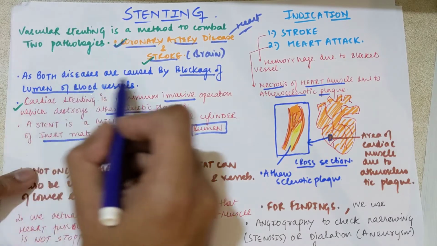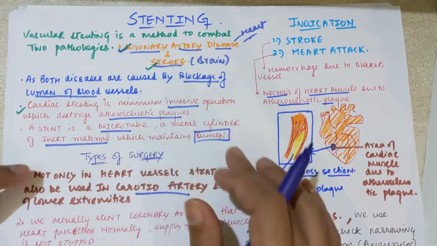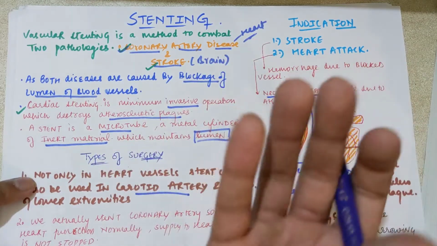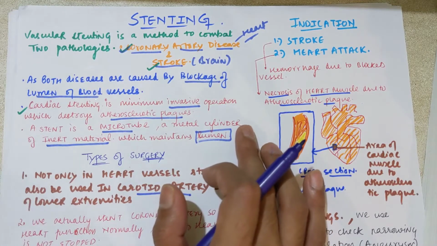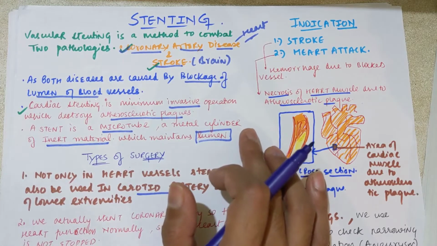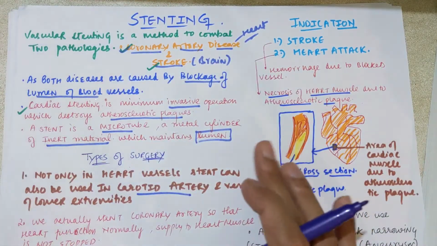So in this case, as both our diseases are caused by the blockage of the lumen of blood vessels, as I told you, the cause is the deposition of plaques. We can say plaque is just like a fatty material. Persons with a high level of cholesterol, this is actually the etiology for those patients. The deposition of fat in this condition is called atherosclerosis, and this leads to the narrowing of the lumen of the blood vessels, and for that we use the stent.